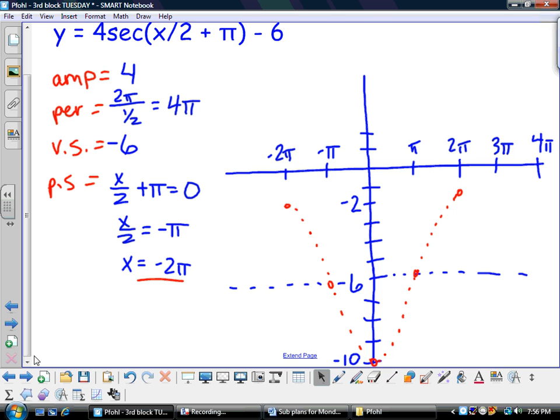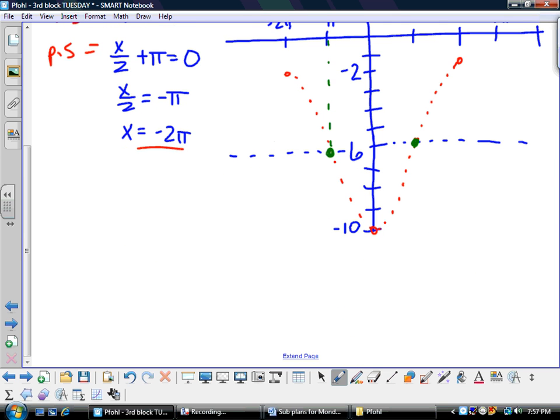We need to draw in the asymptote. The asymptote is going to be where this graph crosses the midline. So we need an asymptote at negative pi and at positive pi.